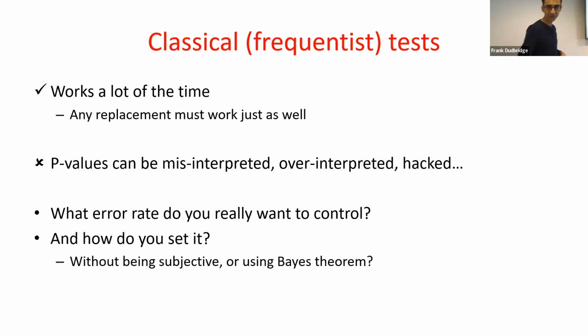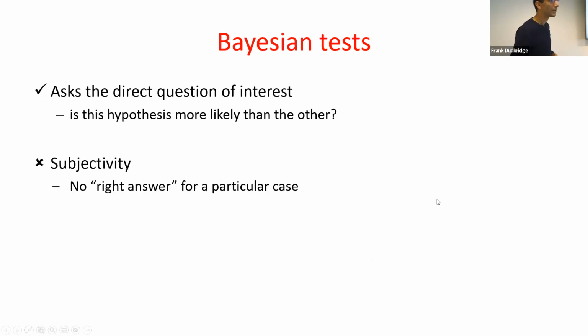How do you choose that without going to the Bayesian world? Quite difficult to do. So you might be a Bayesian, and we can claim that we're now asking the question we really want to answer, i.e., is that hypothesis more probable or more likely than the other one? The problem is that there's no right answer for a particular case.